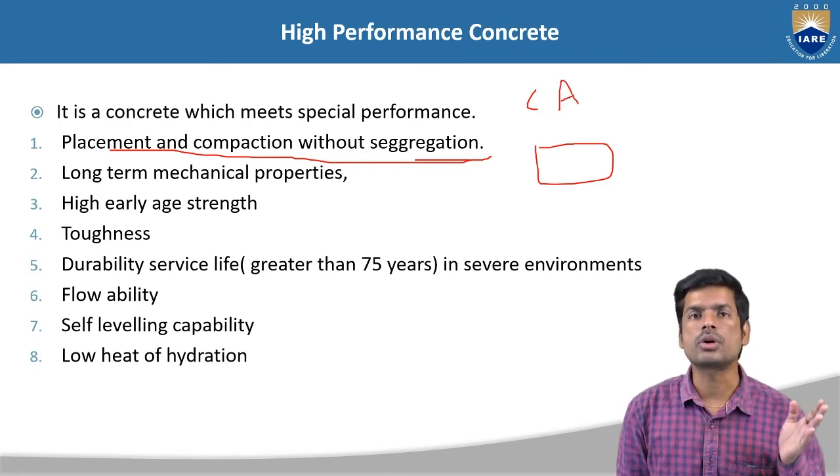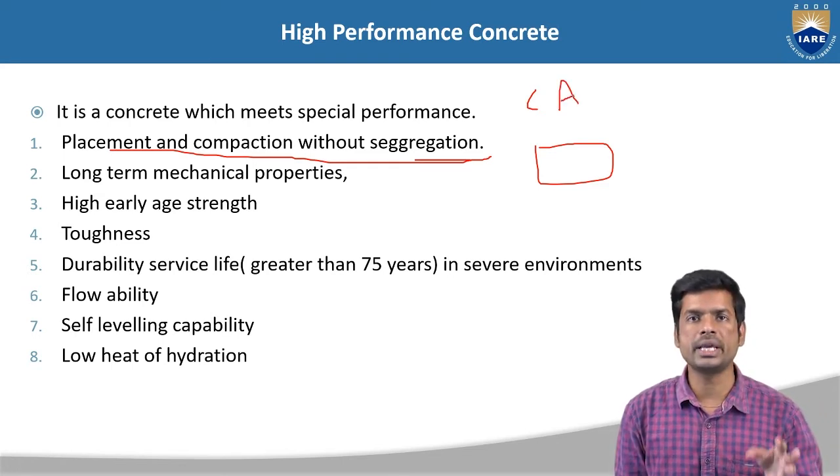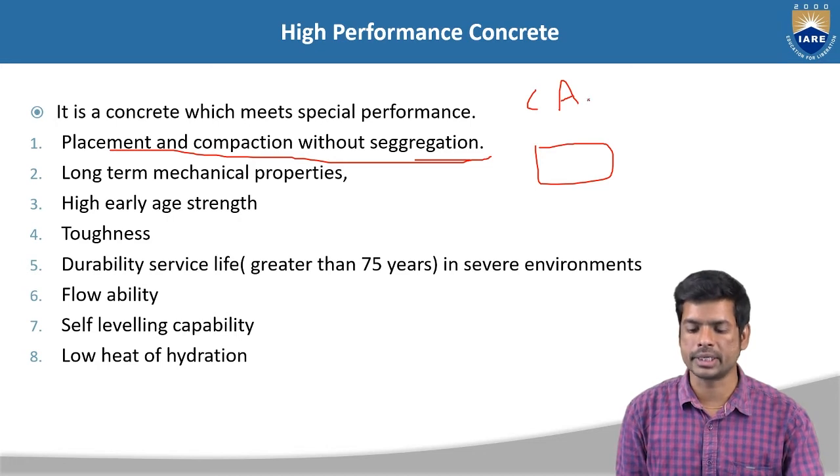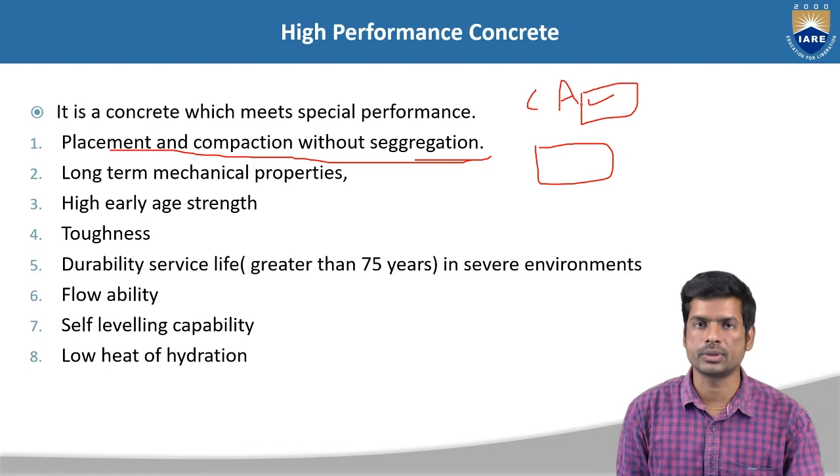So when you do the compaction, when you place the concrete in the mold or in the placement, the concrete may get separated, the materials may get separated. So this particular high performance concrete will not get separated. We are not going to get segregation in this particular high performance concrete. That is one of the major benefits of this high performance concrete, that is HPC.